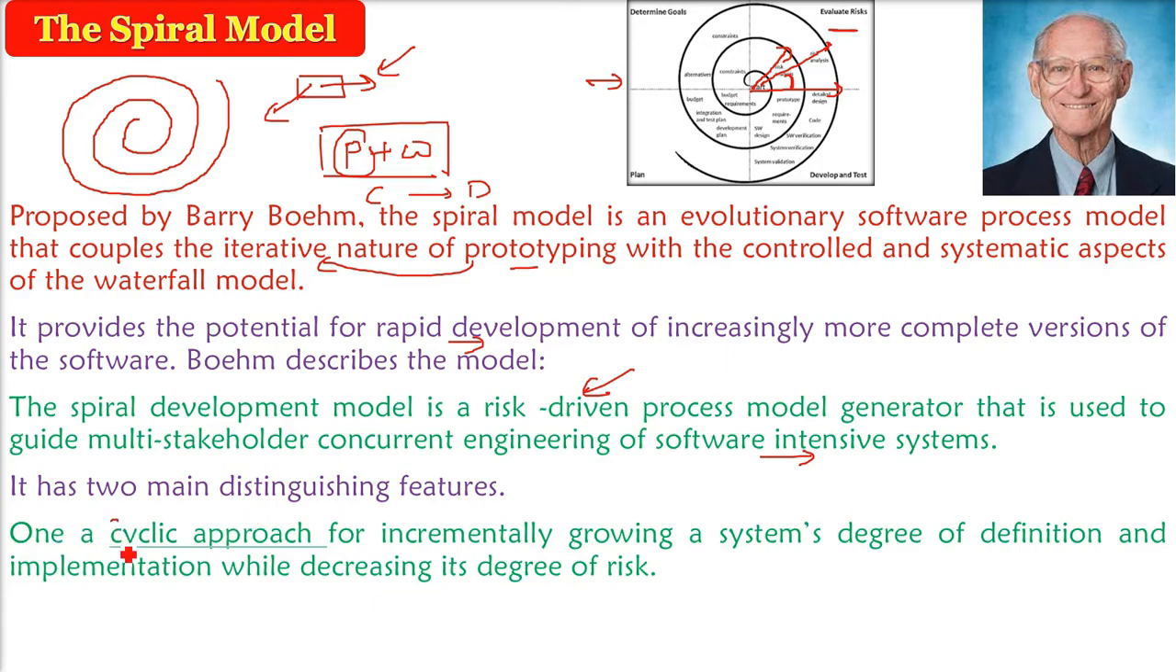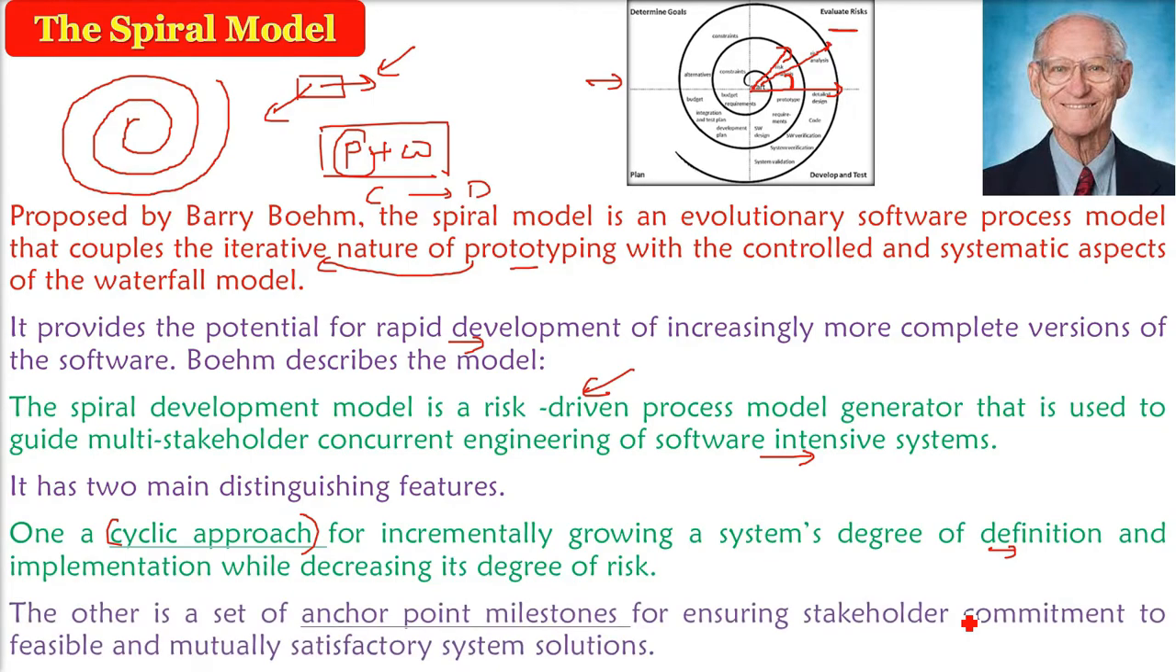One is a cyclic approach. You see here, it is like a cycle. In one cycle you complete certain work. Then again, you have to go to another cycle, right? So in the cyclic approach, you are incrementally growing the system's degree of definition. That is, you are understanding more and then implementing so that you can decrease the risk.